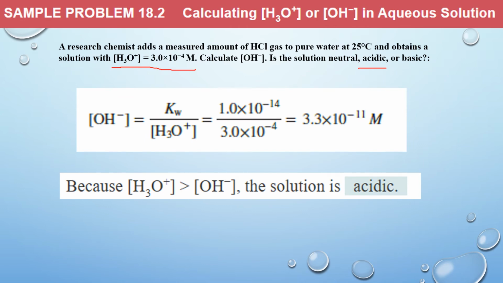Using the formula, we can say the hydroxide concentration is equal to the Kw divided by the concentration of the hydronium ion or the proton. Because at room temperature, 25 Celsius, this is the Kw divided by the concentration of a proton, this is the concentration of a hydroxide. And because the proton concentration is greater than this hydroxide concentration, we say this solution is acidic.